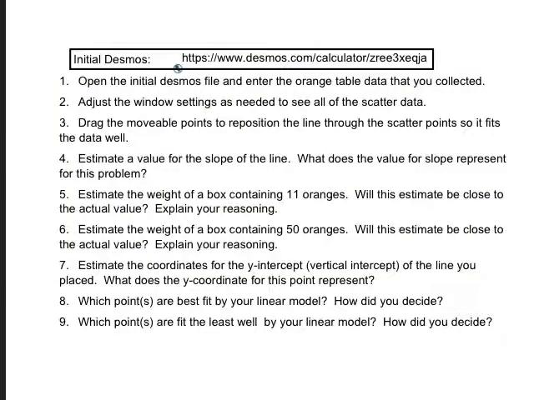All right, so what you need to do is open the initial Desmos file. Note that this file, there's 2 out there in your Google Classroom. This file has this code, and you want to open this one first. Once you do that, you want to enter the table data that you wrote down. Just type it all right in. Then you can adjust the window settings as needed to see all of the scattered data, kind of pinch it in and pinch it out. And then you're going to see a line with 2 movable points. Try to move those points to reposition the line through the scatter points so that it fits the data well.